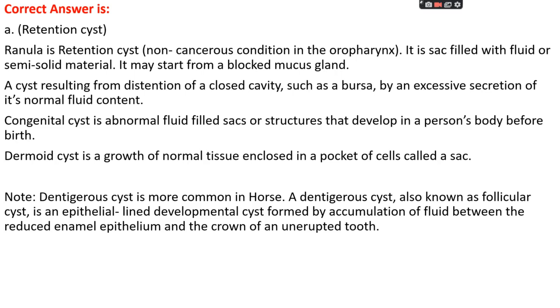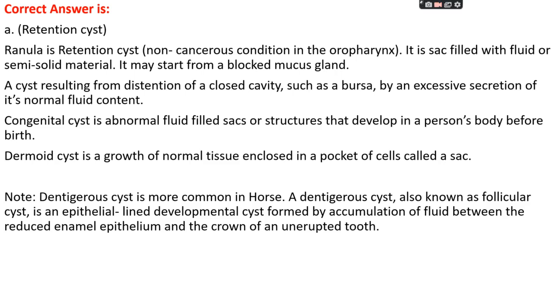Okay. Similarly, a congenital cyst is an abnormal fluid-filled sac or structure which develops in an animal or a person's body but is present before birth. Such a cyst is known as a congenital cyst. Well, a dermoid cyst is just a growth of normal tissues enclosed in a pocket of cells called a sac. Okay, that is known as dermoid. A dermoid cyst is a growth of normal tissue.